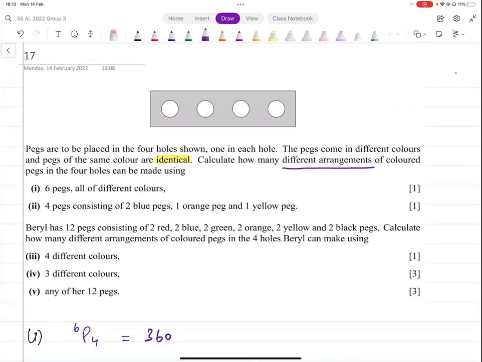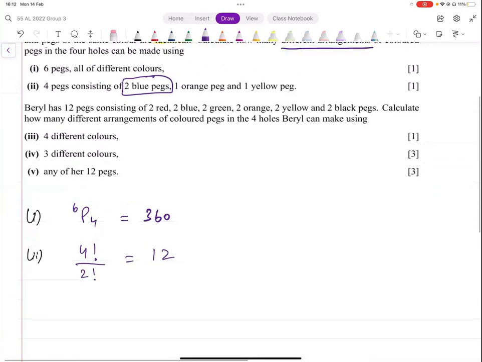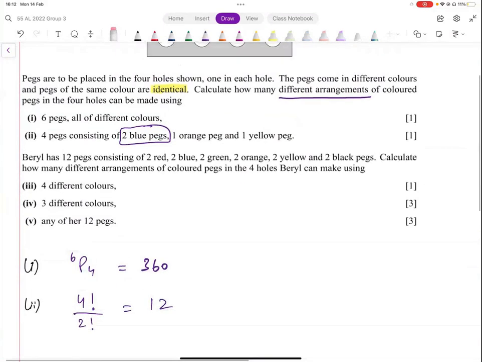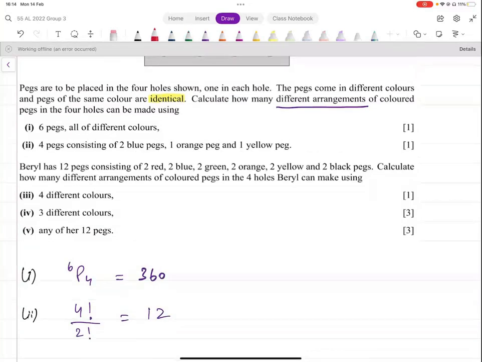But then, there are 2 blue pegs. Blue pegs jo hain, wo repeat ho rahe hain. So unki arrangements jo hain wo nikalni padengi. So we divide by 2 factorial because of that. 4 factorial is 24. 24 over 2 is 12. So this turns out to be 12. Is that okay? Achha. Let's look at the next part.